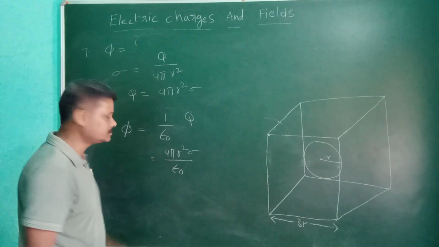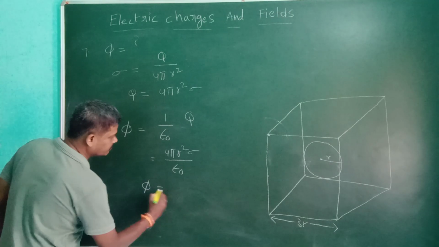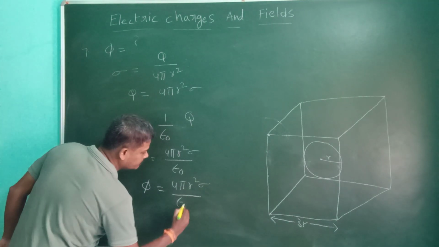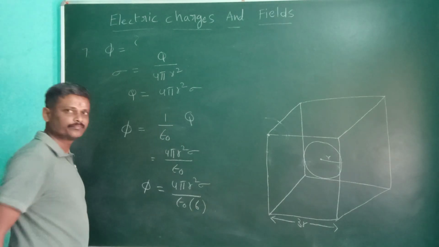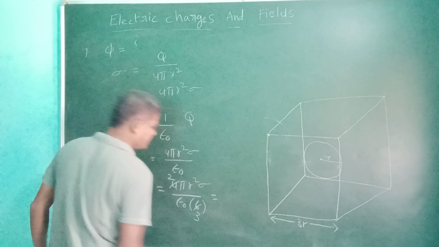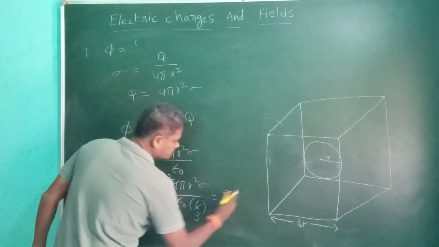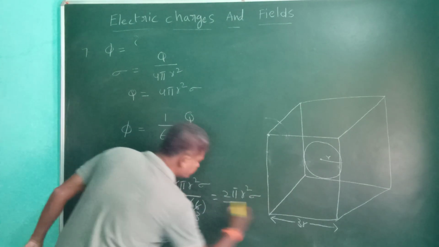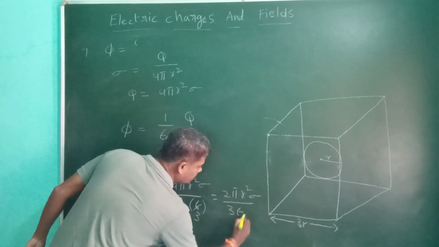Through a single face the flux coming is given by 4 pi r square sigma divided by 6 epsilon naught. That is 2 2s are 2, 3s are 6, that is given by 2 pi r square sigma divided by 3 epsilon naught.